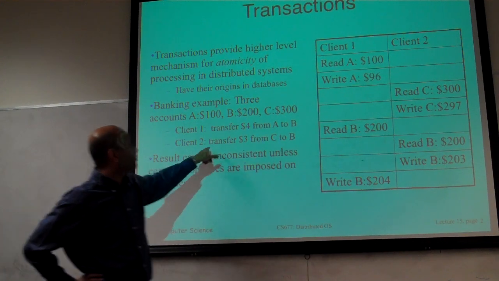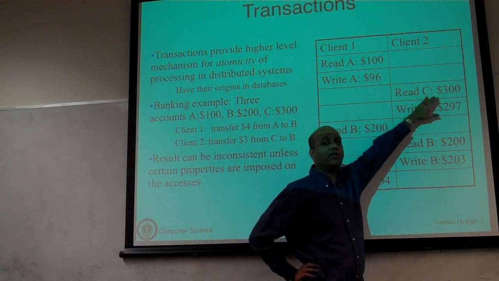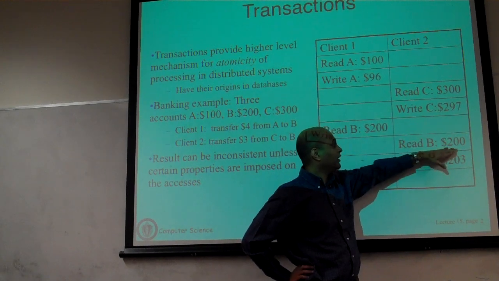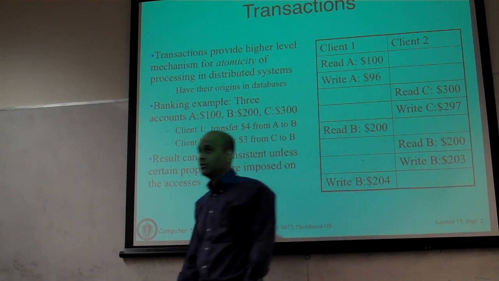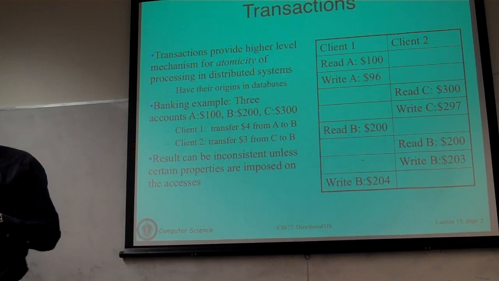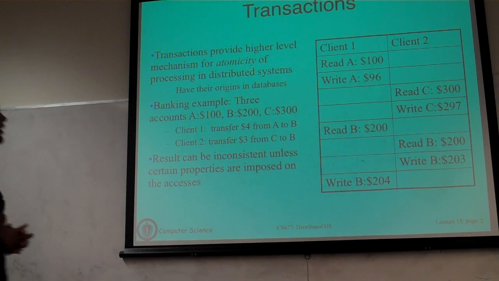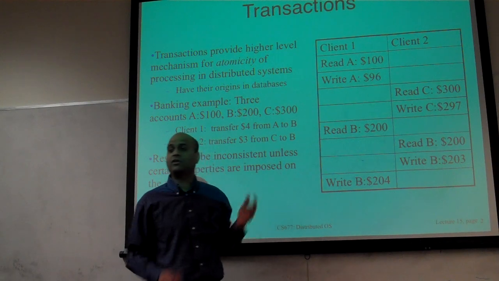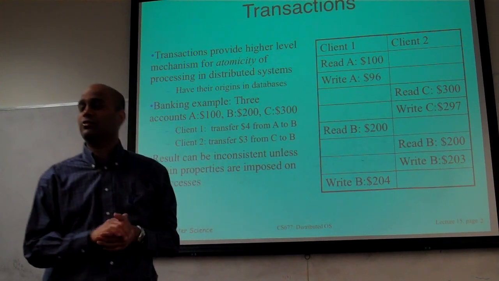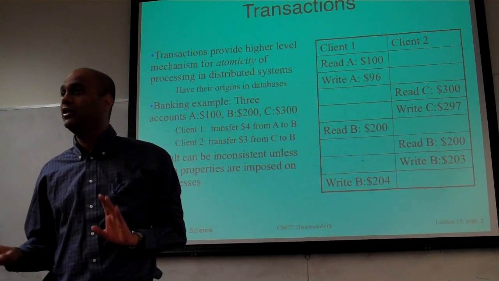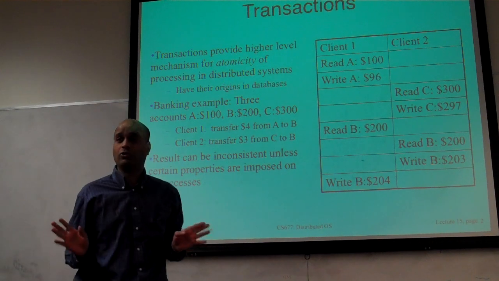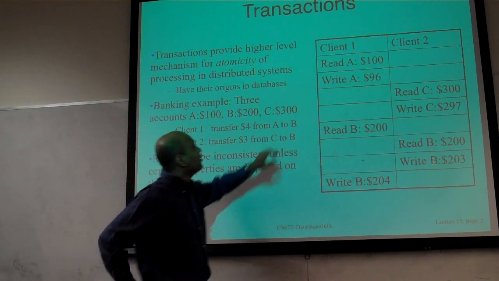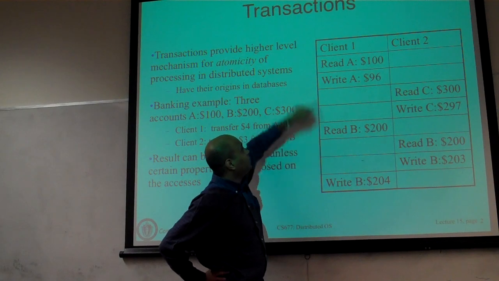Client 2 is doing the same thing. It's going to read C, subtract 3, read B, and add 3. And we'll assume that these two operations are occurring in parallel. So this table shows a time sequence in which these operations can execute and result in an inconsistency, because we have not used locks or transactions at the moment. These are the time steps.